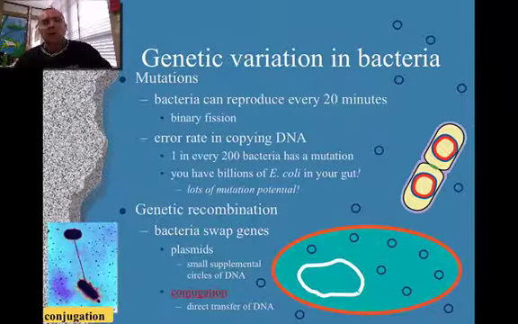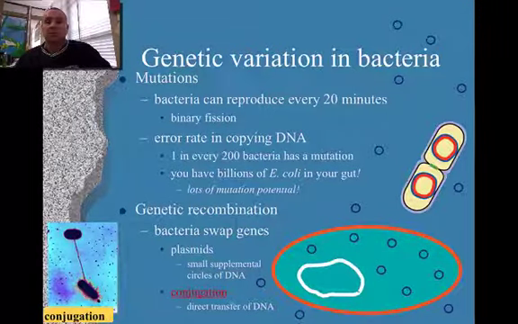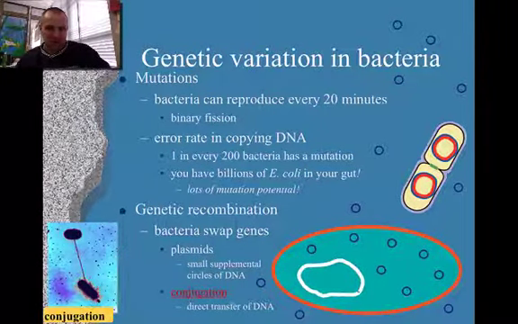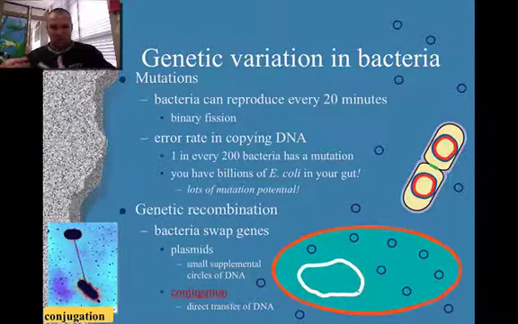Now, when we talk about the genetic variation in bacteria, bacteria can reproduce every 20 minutes. About 1 in every 200 bacteria that are made have some type of mutation. That's a lot of mutations. Most of the cells of your body are not your own body. Probably only about 10% are. The rest of them are these prokaryotic cells that either live in your gut or on your skin. So there's a lot of different cells that are not yours that are found within your body.